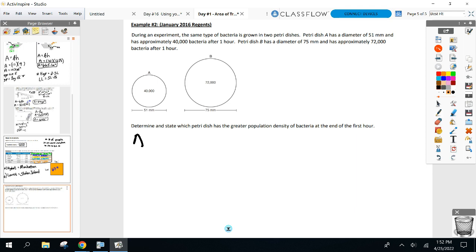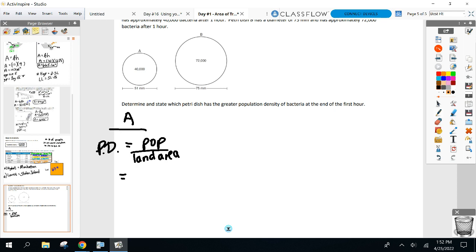So let's take Petri dish A first. You guys have a formula for population density, don't you? Population over land area. We already know the population, don't we, of bacteria? It's 40,000. Wait a second. Land area? I didn't give that to you like the Burrow question. That's on you now. What shape is the Petri dish in? Circle. I know this wasn't today's topic, but I did give you the formula for a circle, right? Pi r squared. There's your area. It's a circle.